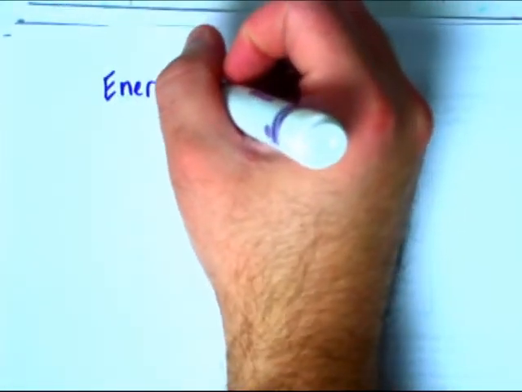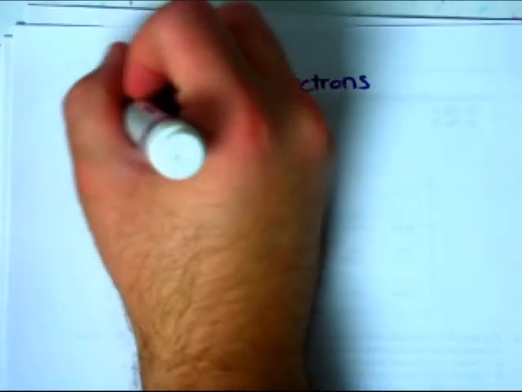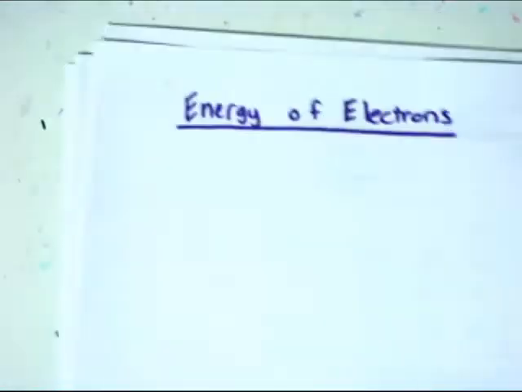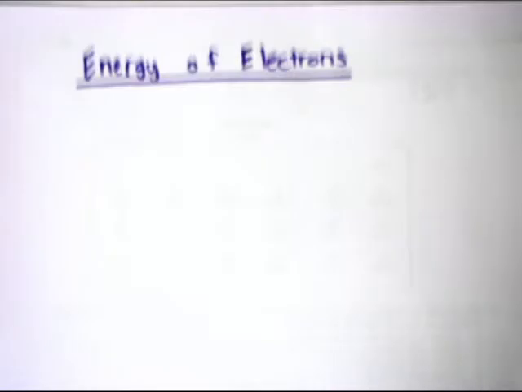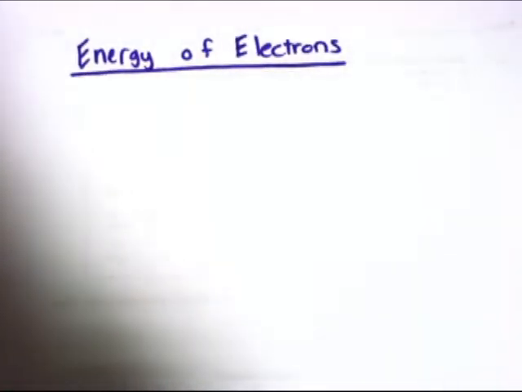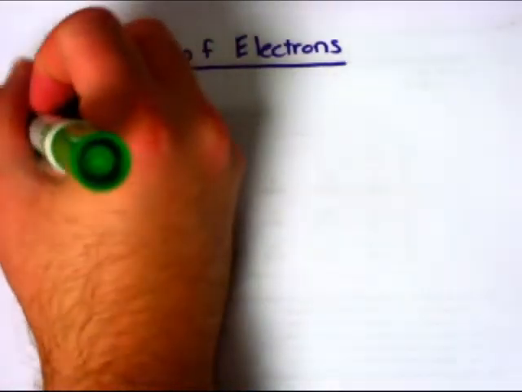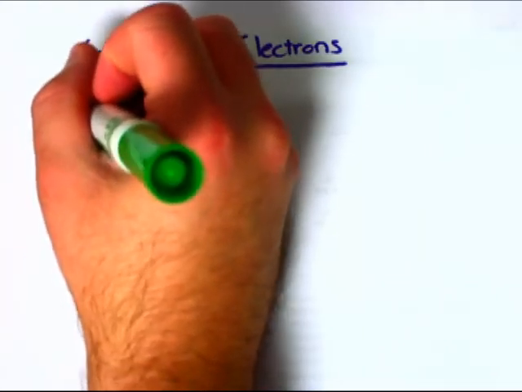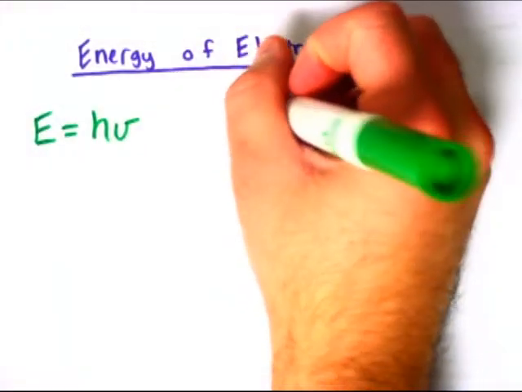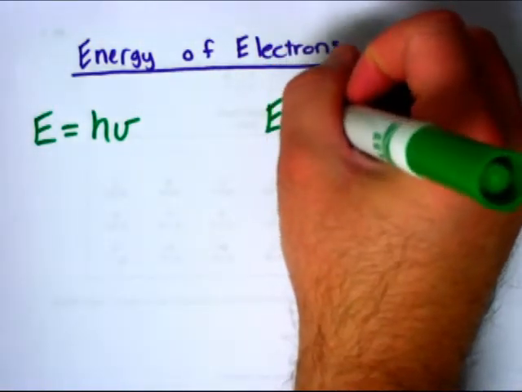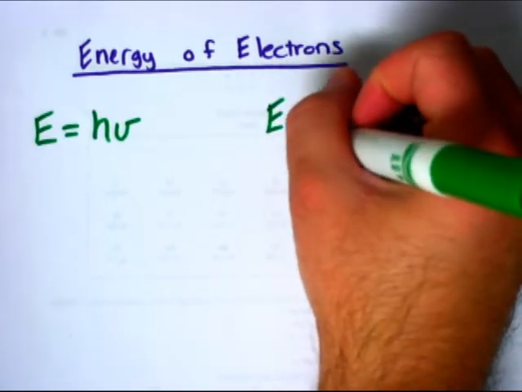You can title these notes Energy of the Electrons. Yesterday we had talked about how to calculate the wavelength and the frequency. Today we're going to continue to use those concepts in two additional formulas. E is equal to HV, and E is equal to HC over lambda.